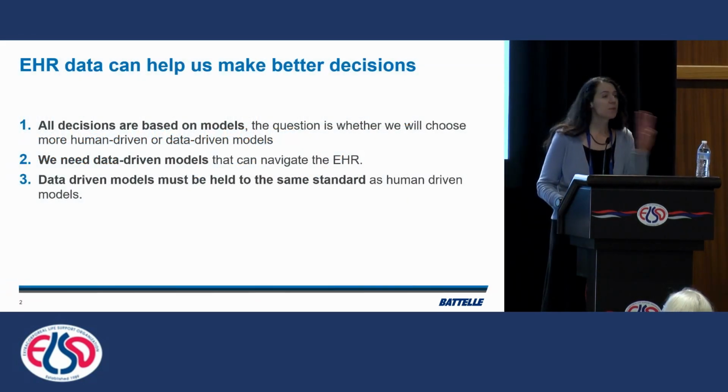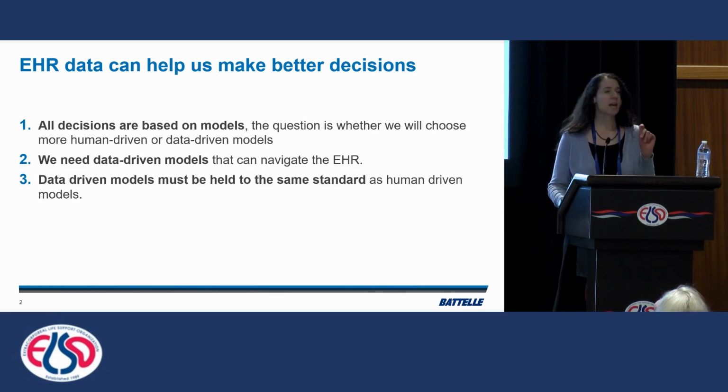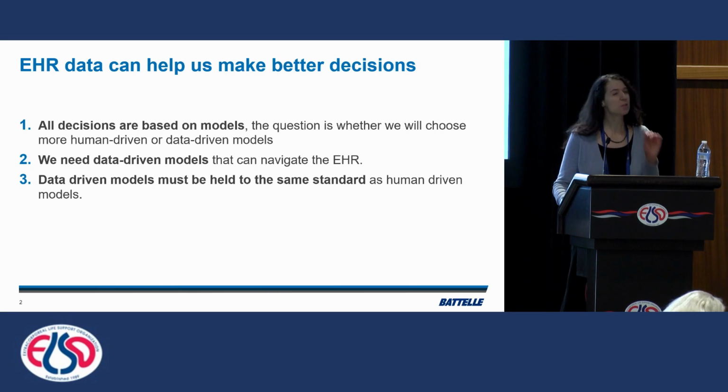So there's 3 things that I would like you to take away from this. The first is that all decisions are based on models. Human decisions are based on models. And we need more data-driven models. So how we make a decision about what kind of model we use, whether it's based just on human judgment or based on data, is based on where we think the information is. And then also that data-driven models must be held to the same standard as human-driven models.